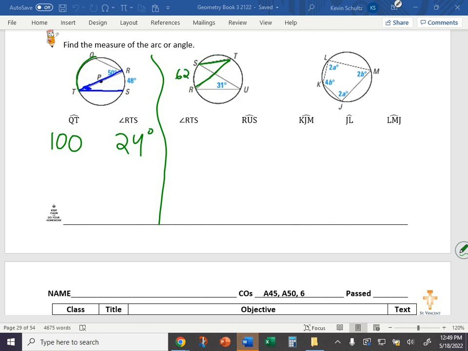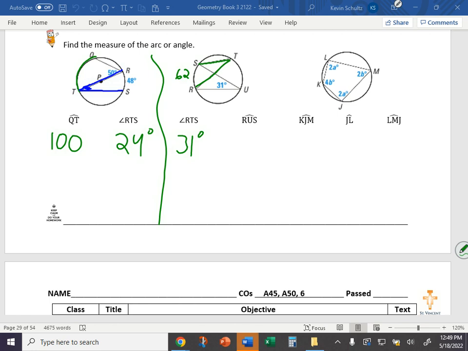Good. So that angle 31 there, angle RUS, creates the arc SR, which we know is 62 because it's double the inscribed angle. Well, it turns out that arc SR is also the arc created by the angle that we want, RTS, which according to theorem 10.8 means that those angles are congruent. So RTS will be 31 degrees as well because they create that same arc on the outside of the circle.